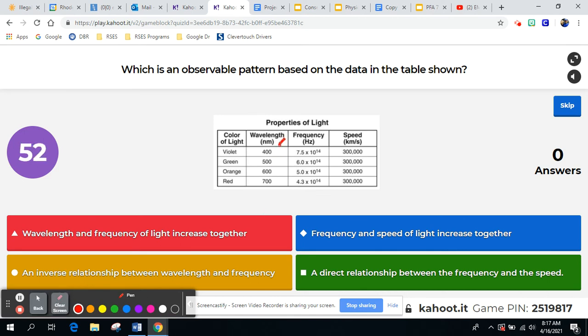All right, if we look at the wavelength, it's going from 400 to 500 to 600 to 700. So they're getting bigger. So as wavelength increases, what happens to, let's look at this last column, speed. Well, speed never changes, so it's probably not going to matter. What about frequency? Well, it goes from 7 to 6 to 5 to 4. So wavelength goes up while frequency goes down.